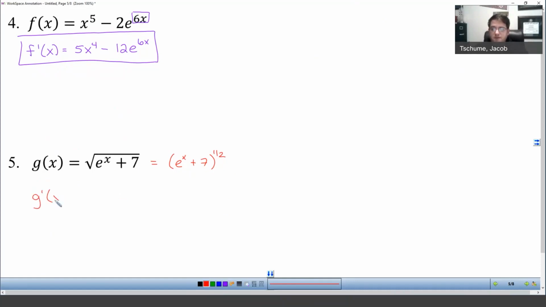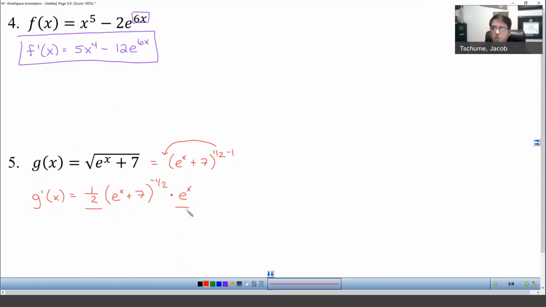So g prime of x is going to be, so let's review the chain rule. Chain rule says you bring the power to the front, which is 1/2. You leave the inside function alone, which is e to the x plus 7. Subtract 1 from the power, which makes it negative 1/2, and then you multiply by the derivative of the inside. Well, the derivative of e to the x is just e to the x, as I showed y'all earlier, and the derivative of 7 goes to 0.